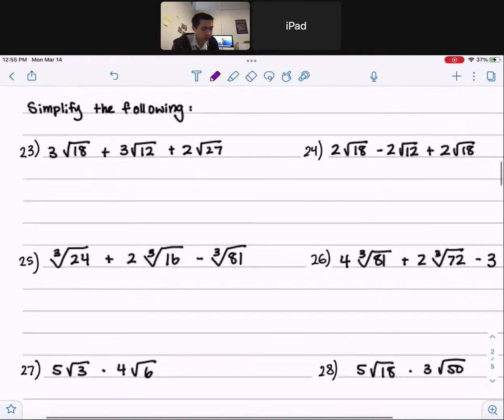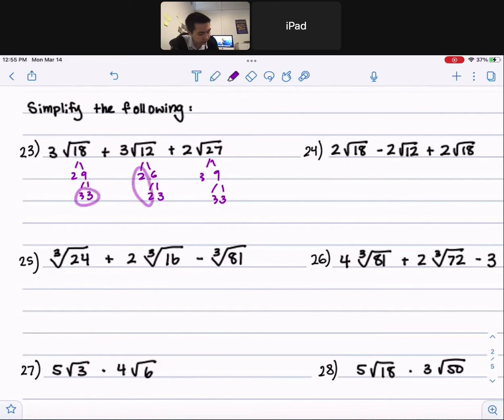Moving on. With these, you have to simplify the radicals, and then once you simplify them, you can combine the radicands if they're the same, for addition and subtraction. So break this down. 2 times 9, 2 times 3 times 3. 2 times 6, 2 times 3. 3 times 9, 3 times 3. Pairs, pairs, pairs. Leftover, leftover, leftover. But remember, for the pairs, when there's a number on the outside, you multiply those.